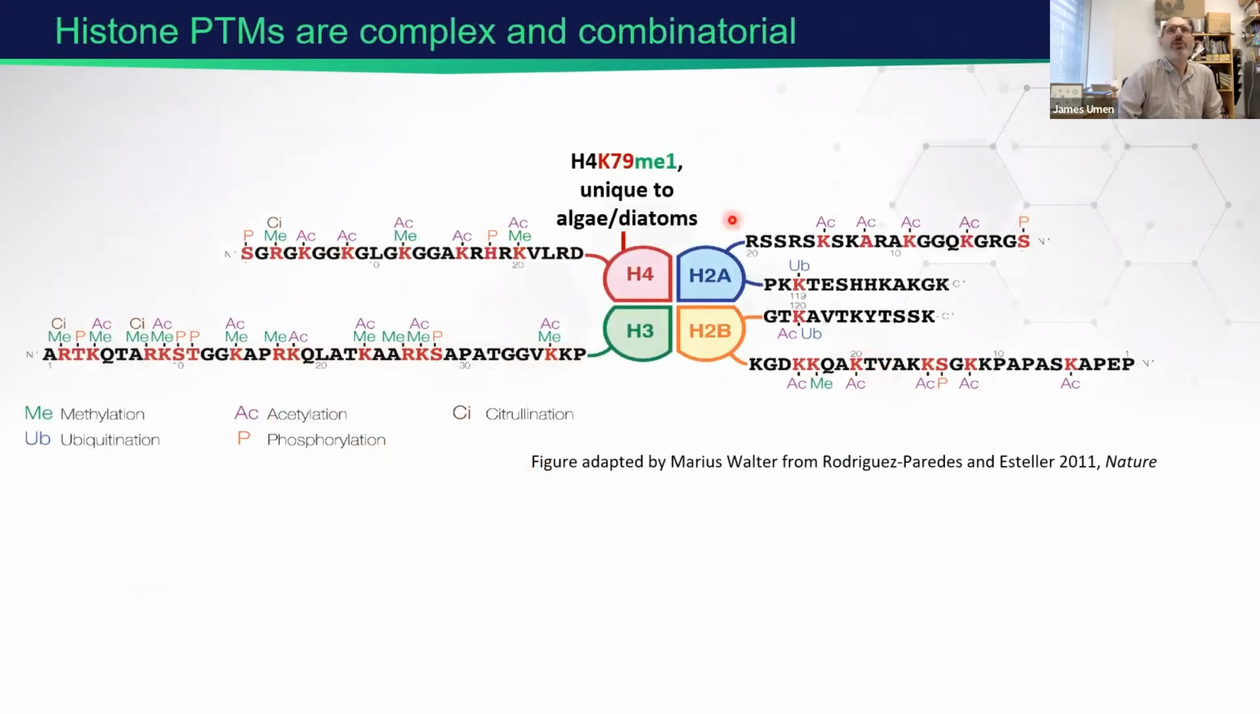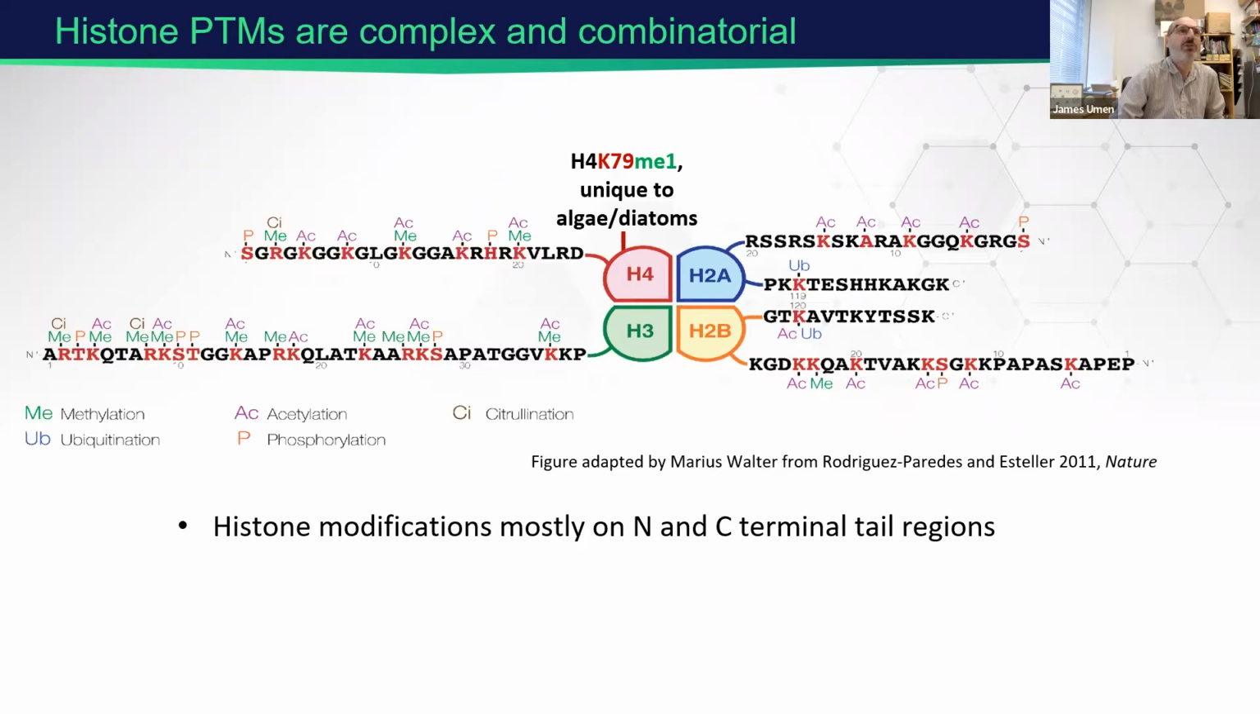So just a reminder that histones form an octamer, and octamers are made of dimers of 4 subunits, H2A, H2B, H3, and H4. These are really, really highly conserved proteins in their core region that form this octamer, and also in their tail regions, the N and C termini that stick out. And it's these N and C terminal regions that are often decorated with multiple kinds of post-translational modifications.